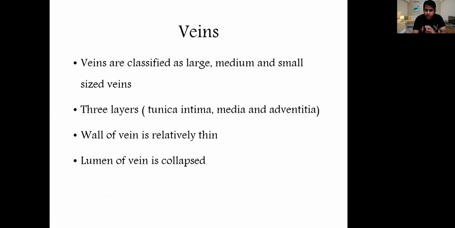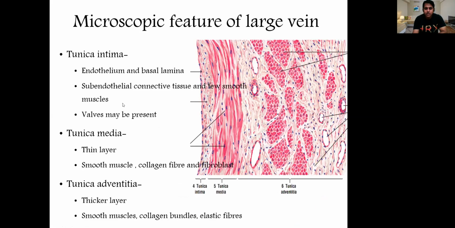The microscopic features of the large vein are as follows. The tunica intima has the endothelium, basal lamina, subendothelial connective tissue, and a few smooth muscles. The tunica media is not as thick as in the artery; here you can see it is a thin layer. In this picture, you can identify the tunica media only up to this extent. What you find in the tunica media are smooth muscles, collagen fibers, and fibroblast cells.